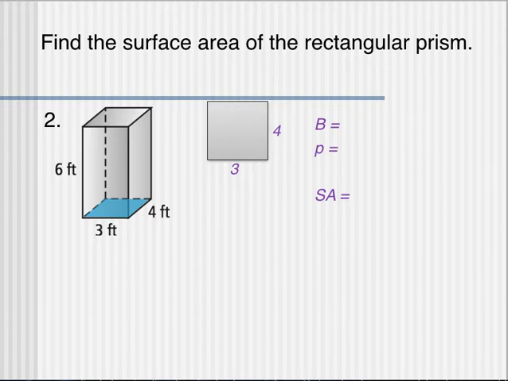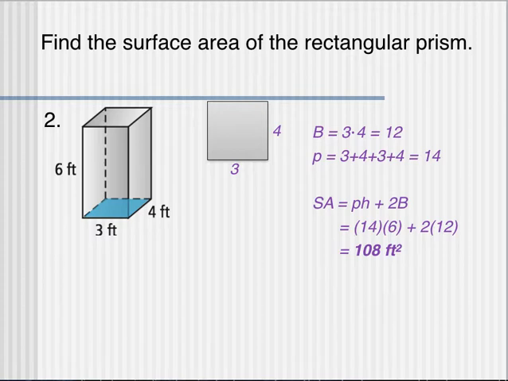All right, so let's check your work. The area of the base, because it's a rectangle, is just the base edge times the height edge, 3 times 4 is 12. Perimeter, 3 plus 4 plus 3 plus 4 would be 14. And then the height of the prism that you'd plug into your surface area formula would be 6, the one number you haven't used yet in the picture. So when you plug that in, perimeter times height plus 2 times B, you get 14 times 6 plus 2 times 12, 108 feet squared.